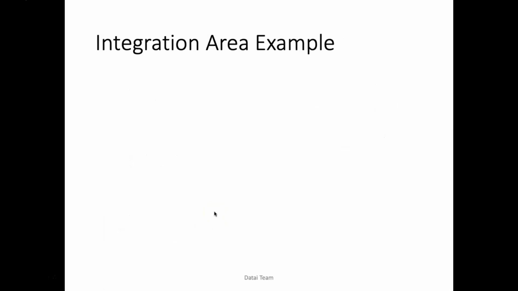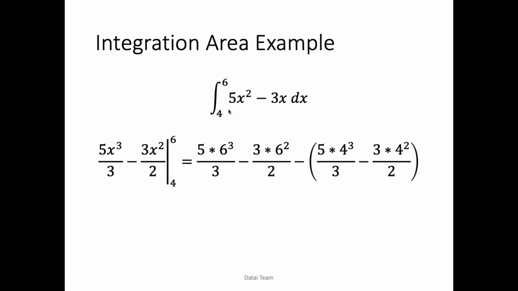And now let's use integration to find the area. Let's say that this is our function, 5x squared minus 3x dx, and we want the area between 6 and 4. And as you can see here, this is a definite integral. We know our original f of x. We are not trying to find another function. So when we take the integral, now we don't need the c value. And this is our integral.